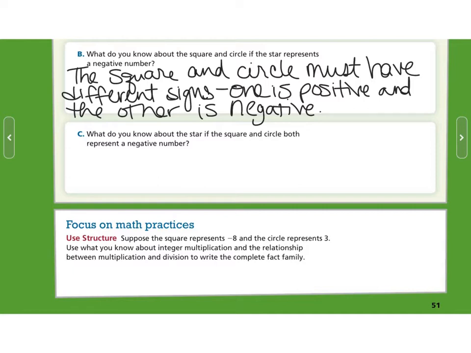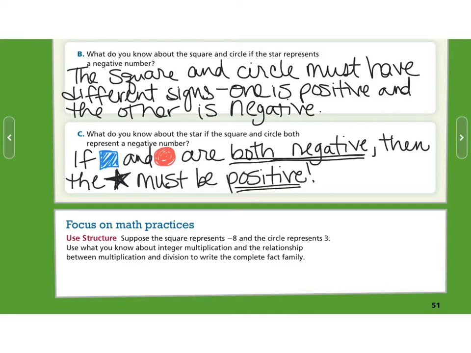What do you know about the star if the square and the circle both represent a negative number? Pause the video, answer this, and then come back and check. If the square and circle are both negative, then the star has to be positive. Take a look at the last piece on this page.